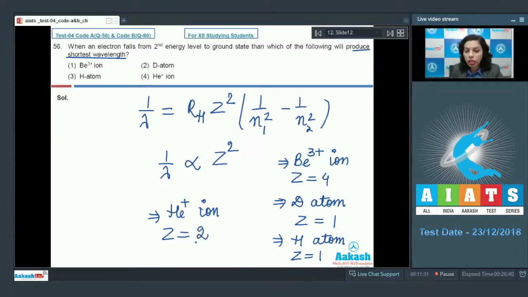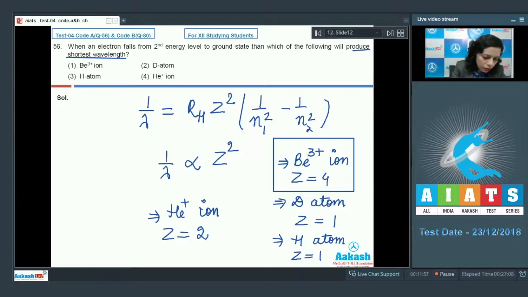Now, which of the given species has the maximum Z value to produce the shortest wavelength? That species is this Be3 plus ion. And on that basis, I'll choose it as the correct answer.